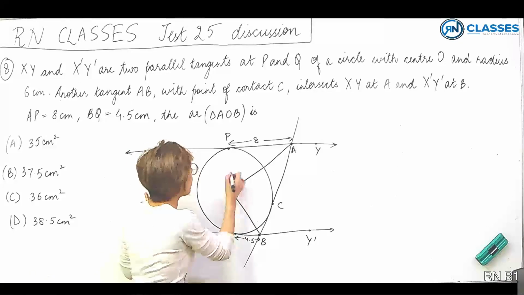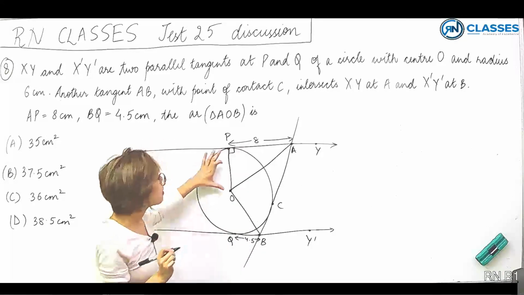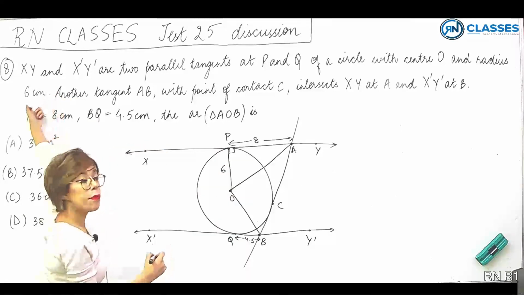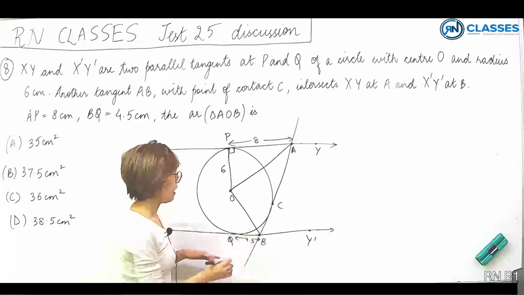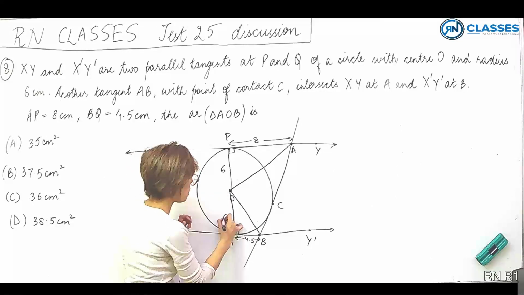If I join the point of contact with the center, this is 90 degrees. Also, this is the radius. Careful, this is 6. Radius is given to us. And now this is also the point of contact. So this is 90 degrees and this length is again 6.